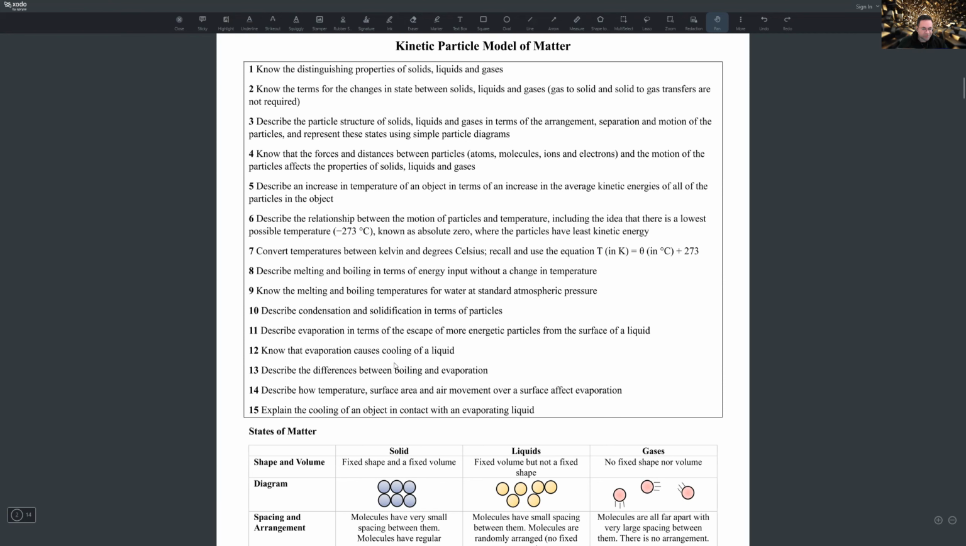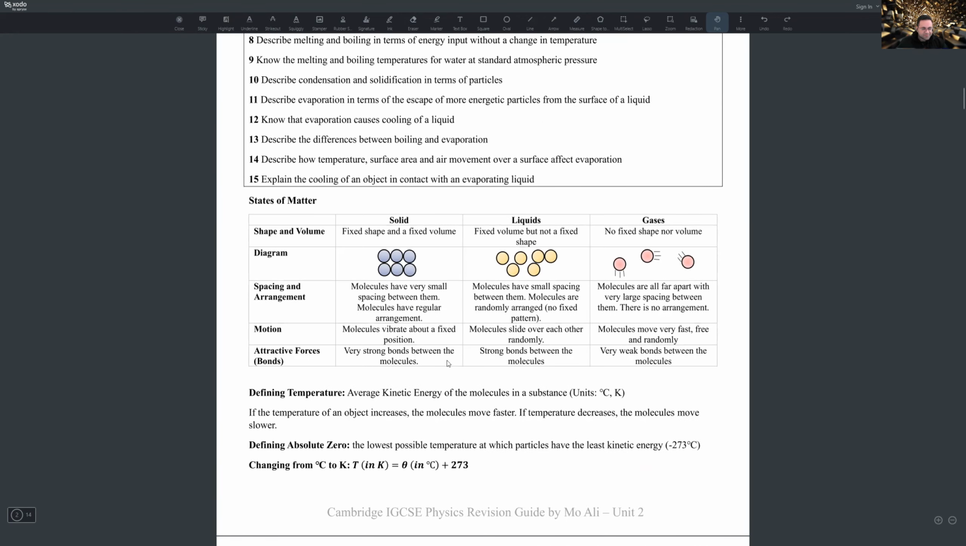Know that evaporation causes the cooling of a liquid. Describe the differences between boiling and evaporation. Describe how temperature, area, and air movement affect evaporation. Explain the cooling of an object in contact with an evaporating liquid. So let's start with the basics.